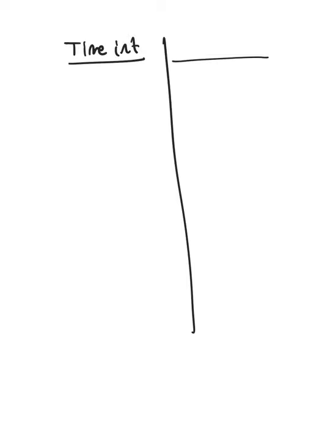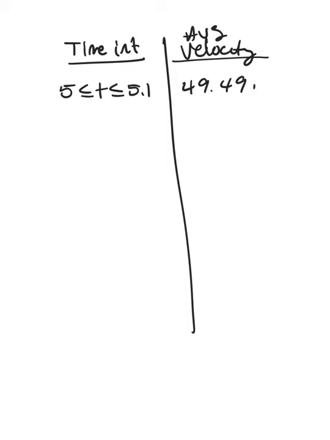All right, so now what we're going to end up doing is creating a time interval where I'm going to get as close to 5 as possible. So I'm going to figure out the time interval and figure out the average velocity. We already did the first one. We're going from 5 to 5.1 seconds, and I already know it's 49.49 meters per second.